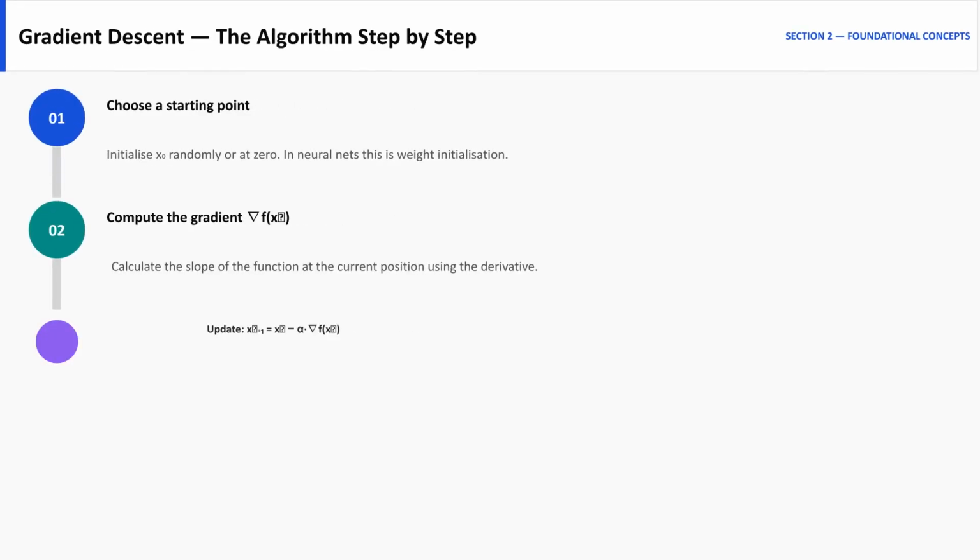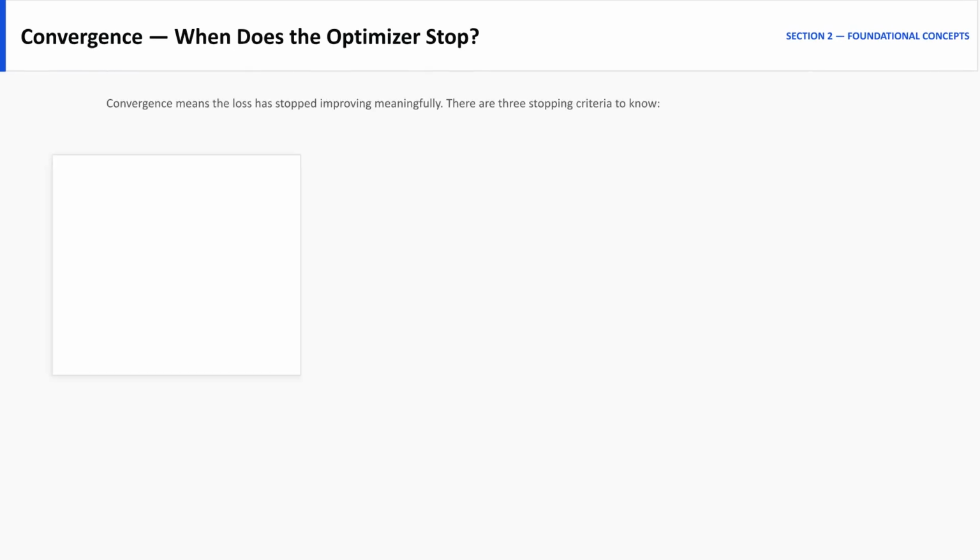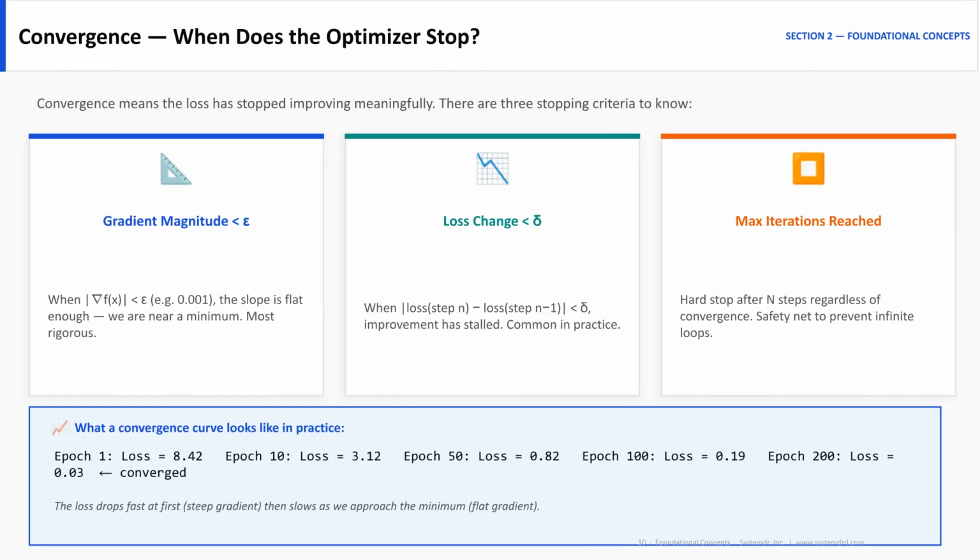Gradient descent is a 4-step iterative loop. Choose a starting point, compute the gradient, update the position, and check for convergence. This core loop is consistent across various optimizers, only differing in how they compute and scale the gradient. The optimizer stops when convergence is reached.